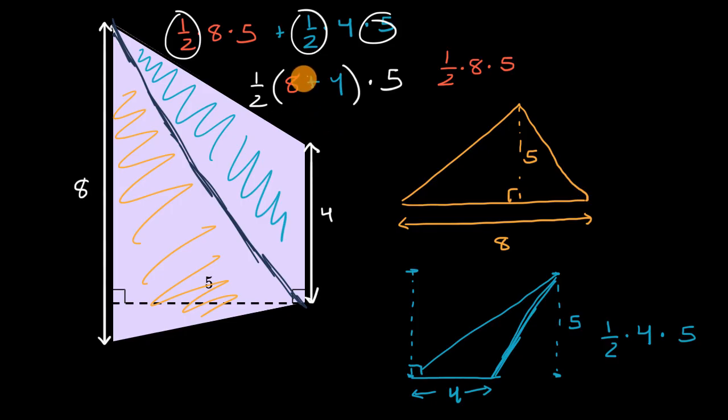Well, what's that going to be? 8 plus 4 is 12. 1/2 times 12 is going to be 6. 6 times 5 is going to be equal to 30 square units. You could have figured it out here too. 1/2 times 8 is 4, times 5 is 20. And then this would have been 1/2 times 4 is 2, times 5 is 10. 20 plus 10 is 30 square units once again.